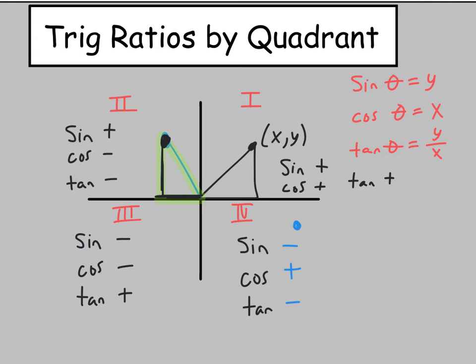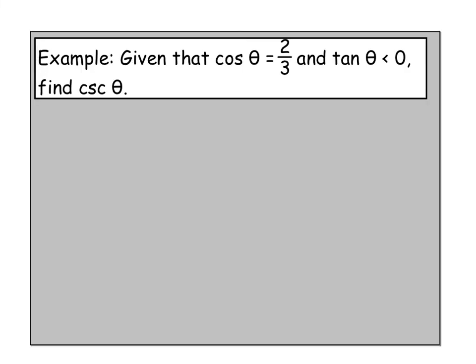And that's really all I'm thinking about on these: just think about the x and y coordinates of a point in that quadrant. All right, so let's take a look at an example here. Given that the cosine of theta equals 2/3 and tangent of theta is less than 0, can we find cosecant of theta?